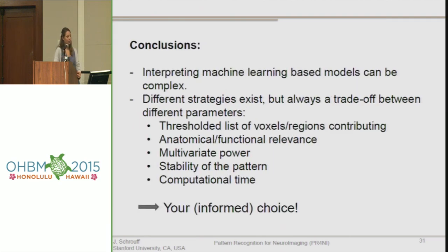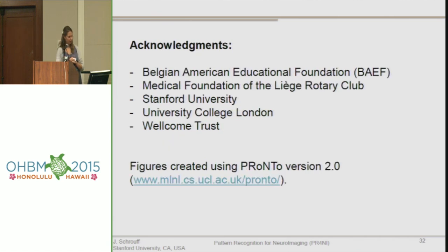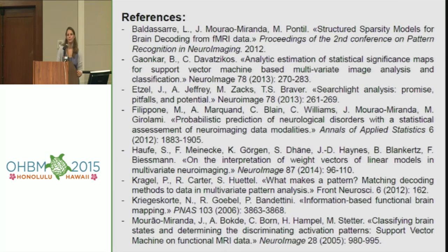Okay. So in conclusion, interpreting machine learning-based models can be complex. Different strategies exist, but it's always a trade-off between different parameters: whether or not you want a thresholded list of regions or of voxels, if you want anatomical functional relevance, how you want to use the multivariate power, the stability of the pattern, and of course, it's a practical detail, but still the computational time. So it is now, hopefully, your informed choice, and on that, I leave you with a list of reading. Thank you.